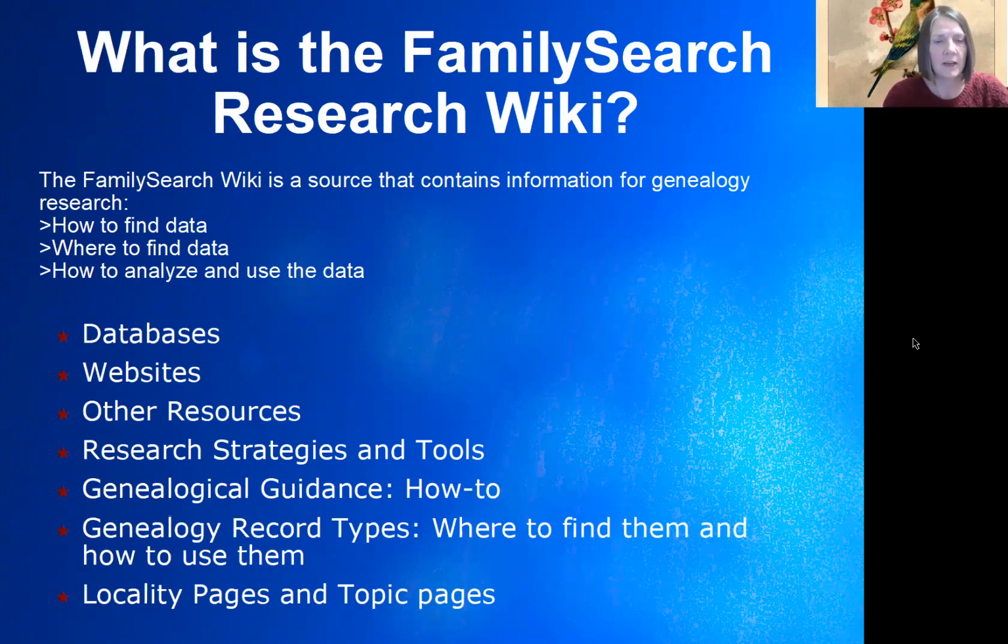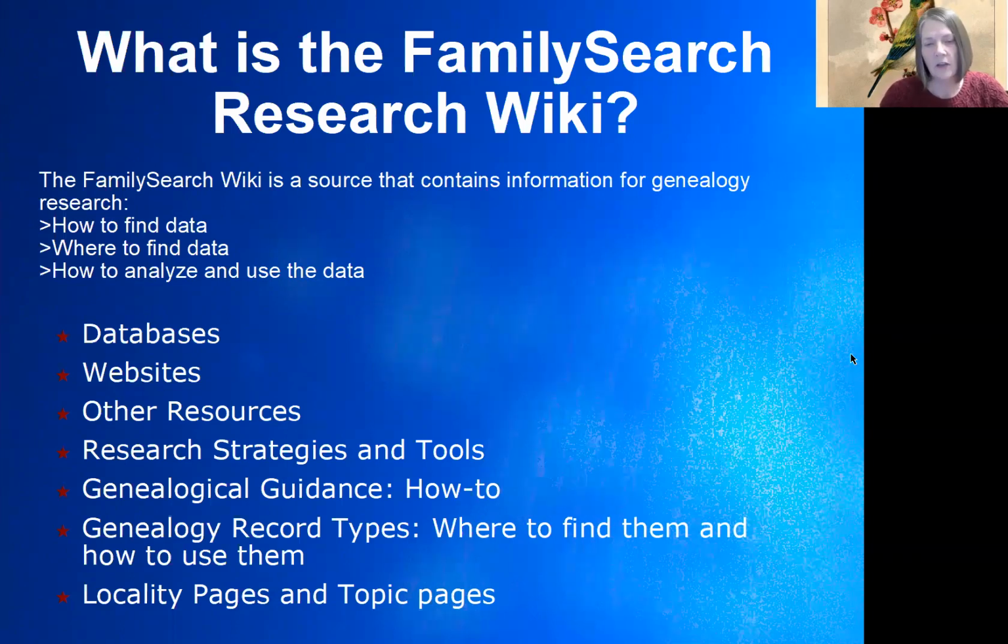These are some of the ways that you can find information on the wiki. There are links to many databases. There are links to many websites. There are a lot of other resources, articles, and so on about how to use those databases and websites. There are research strategies and tools. We'll be talking about that in the next class that I give. It'll be just on research strategies and tools.